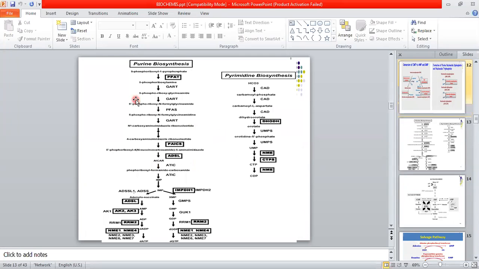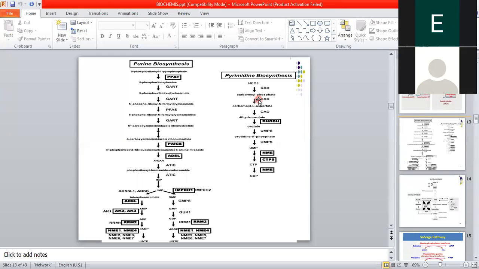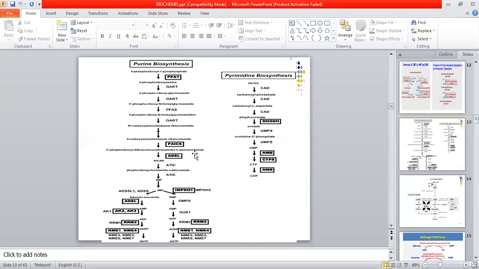This one is another synthesis: purine biosynthesis, then pyrimidine biosynthesis. You understand that here I do not have to explain. This one is your work. I have provided this slide, and now it is your work to prepare it well. Okay, so purine biosynthesis, you have to learn it, and the enzyme names also.